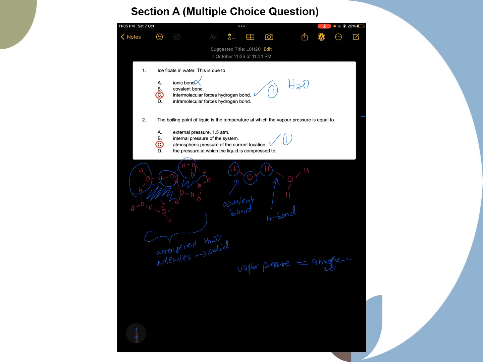So at this point, the liquid changes into a vapor state, and this is when the boiling happens. So the answer is C.